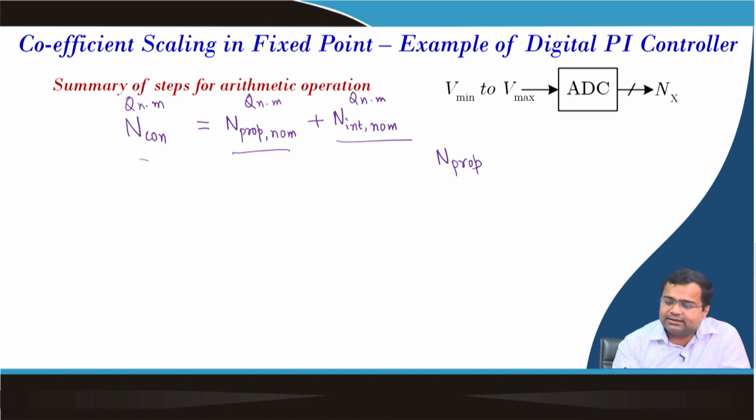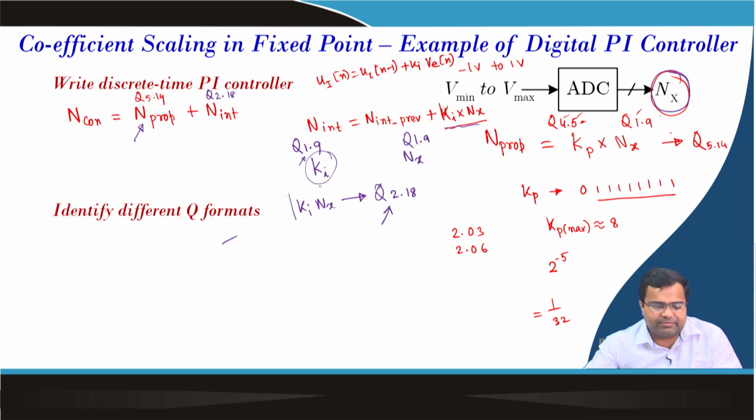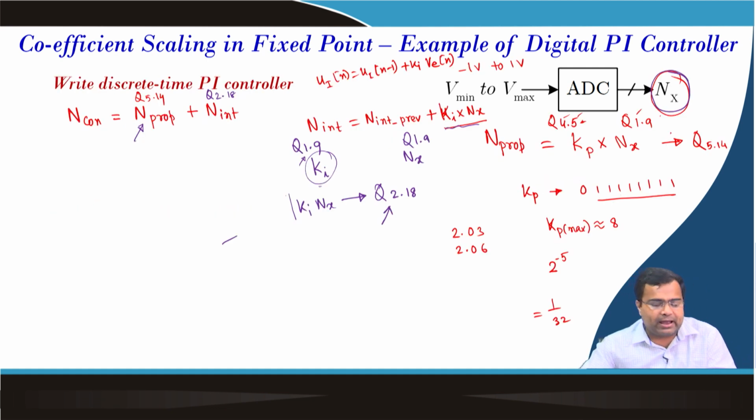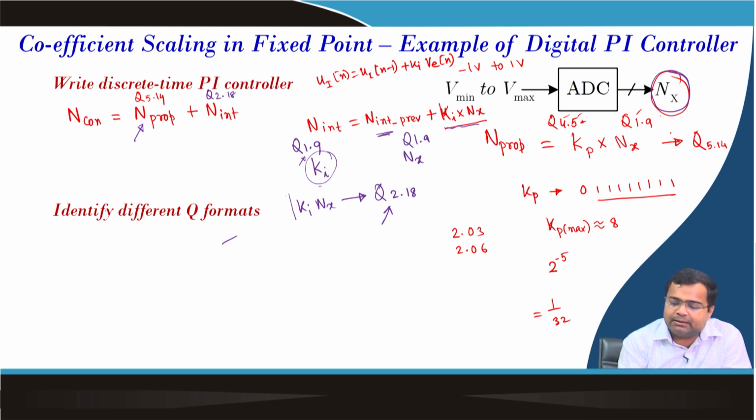So typically they are in the same format, but we need resizing of the data, because we got the actual proportional gain in the format of Q5.14. If you go back to our previous result, the integral we got in the form of Q2.18, and remember, the integral previous will also be Q2.18, and this will be Q2.18 in the summation.